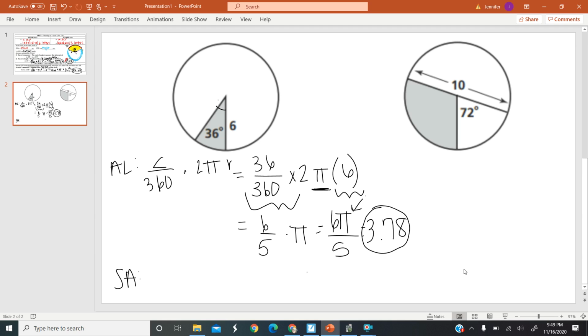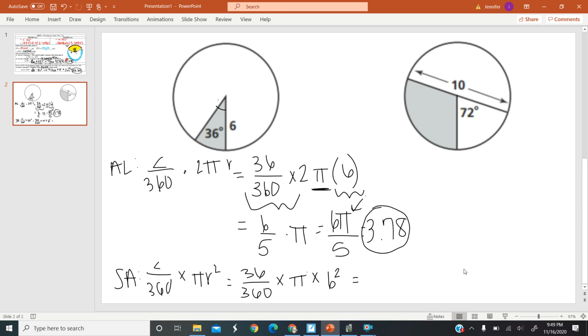And so for sector area, I need the angle measure over 360 for my fraction of the circle, and then times pi r squared, because that would be times the area of a circle. So my angle measure is 36 over 360 times pi, and then times the radius, which is 6 squared.